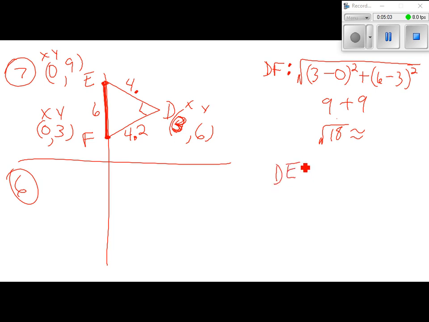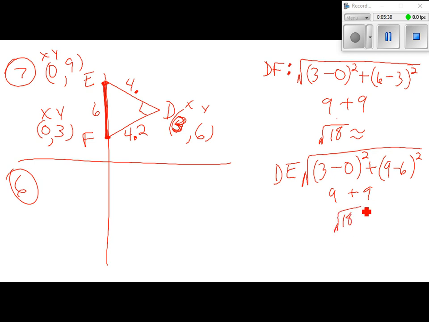Now to find DE, do the same thing. What's our X's on D and E? 0 and 3. I'm going to turn them around again just to make it a little easier. What's our Y's? 9 and 6. What is 3 minus 0? 3. 3 squared, 9. 9 minus 6, 3. 3 squared, so it's the same. 18. Square root of 18 is 4.2.